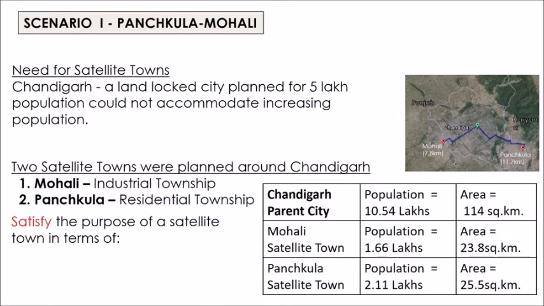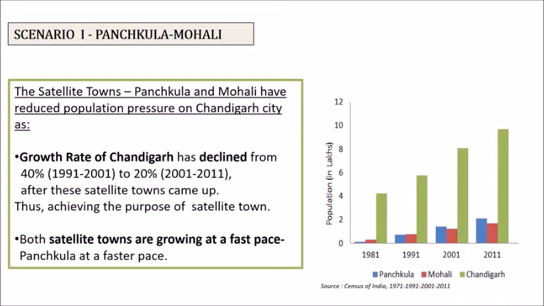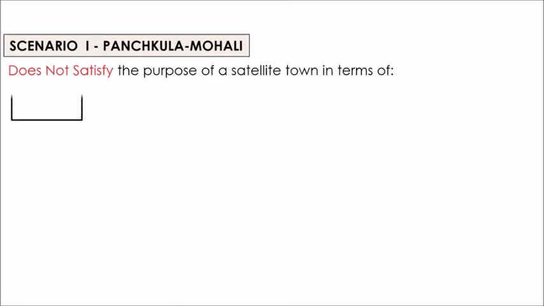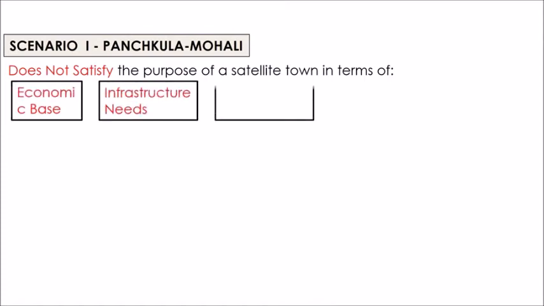As we can see, the growth rate of Chandigarh had declined from 40% to 20% in two decades, that is from 1991 to 2001 and 2001 to 2011. After that, the satellite towns came up, and both were growing at a fast pace, with Panchkula growing at a faster pace. As I had explained earlier, satellite towns ideally should provide for residential needs, employment opportunities, services and facilities. However, we see that in the case of Panchkula and Mohali, they do not satisfy the purpose of a satellite town in terms of economic base, infrastructural needs and recreational needs.